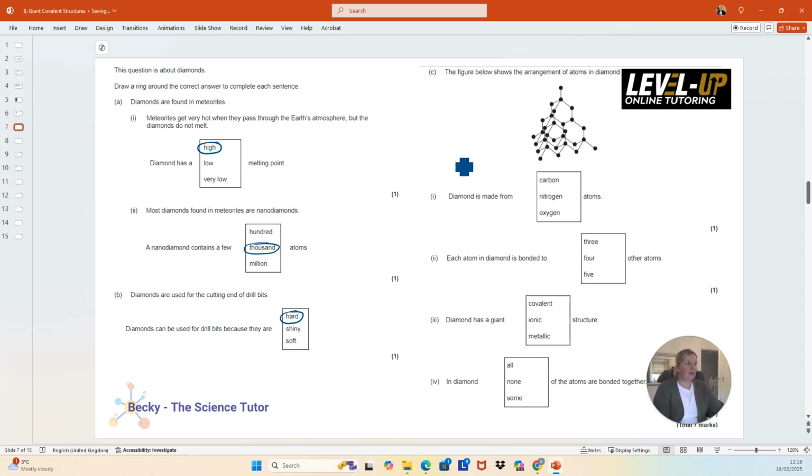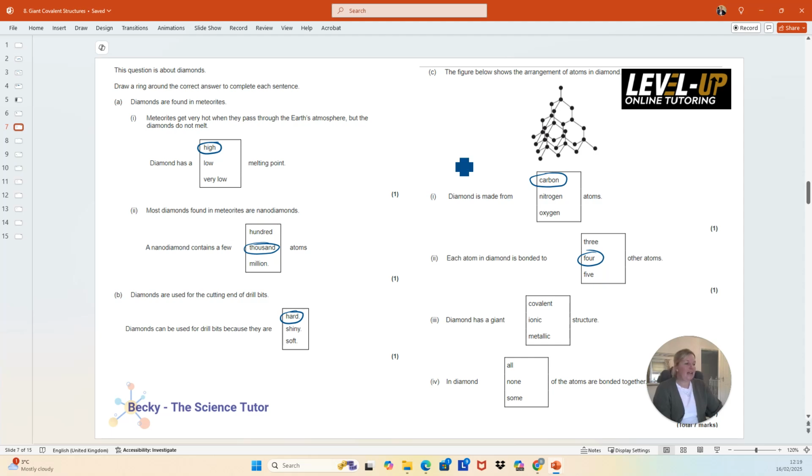The figure below shows the arrangement of the atoms in diamond. Diamond is made of only carbon atoms, and each atom is bonded 4 times. If you forgot that, we could count that using that diagram. Remember, if there is a diagram there, it is there to support. It will probably help you with some of your answers.